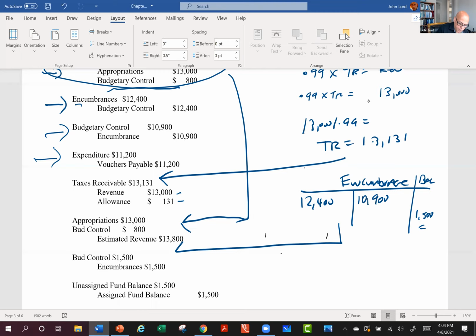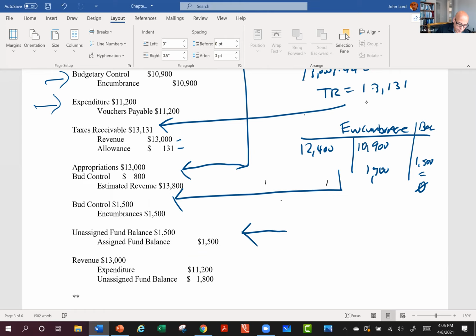So I debit budgetary control. I credit the encumbrance for 1,500 as though the goods came in. I know they haven't come in yet by the fact pattern, but I still have to close that. Then I debit the unassigned fund balance and I credit the assigned fund balance, just like we did in the comprehensive example I gave you. And then, of course, remember you have to close your actual accounts. You debit the expenditures, you debit the revenue, you credit the expenditure, you credit fund balance for 18.